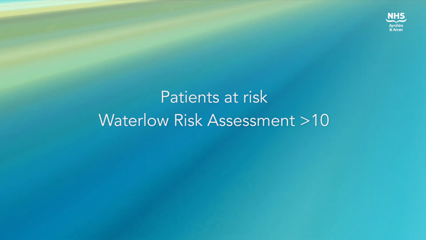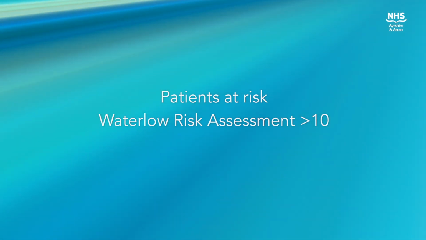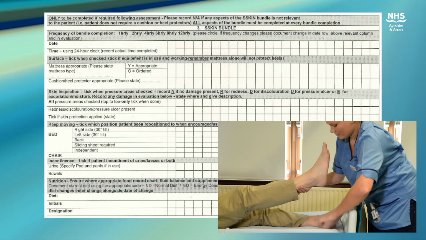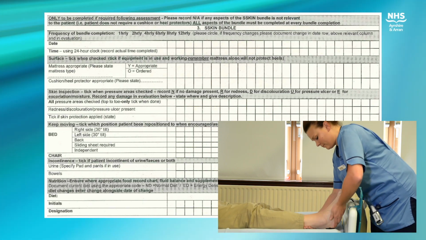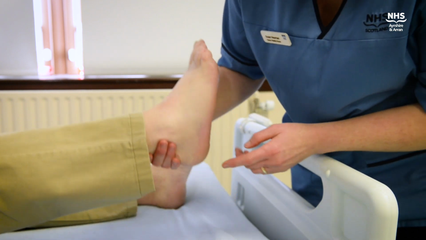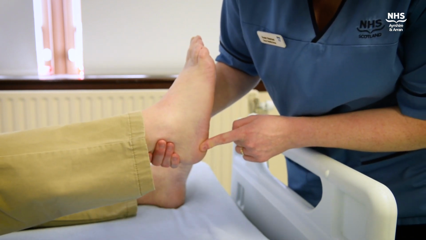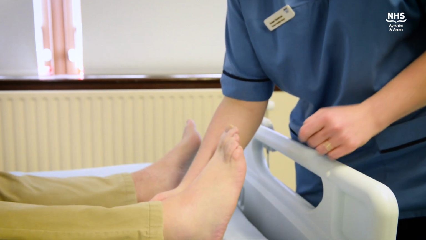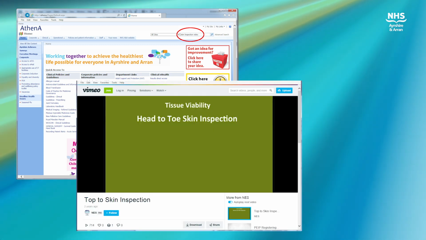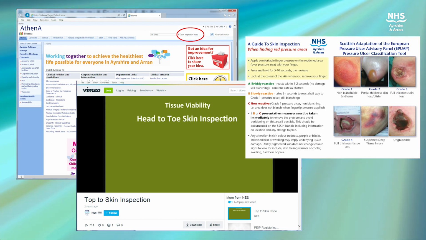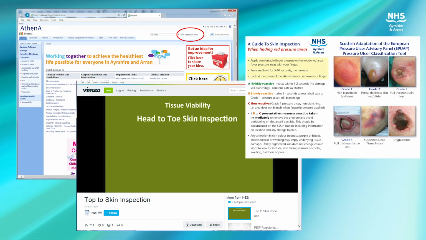Patients at risk, i.e. with a Waterlow pressure ulcer risk assessment above 10, require to have their skin assessed on a regular basis and have a plan in place to prevent pressure damage. Skin inspection should be carried out and documented, and any new findings acted upon as soon as possible. Please see head to toe skin inspection video on Athena site for full explanation on how to carry out a skin inspection.